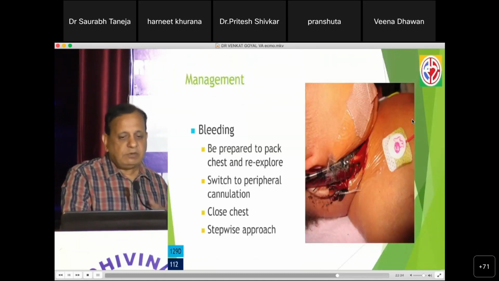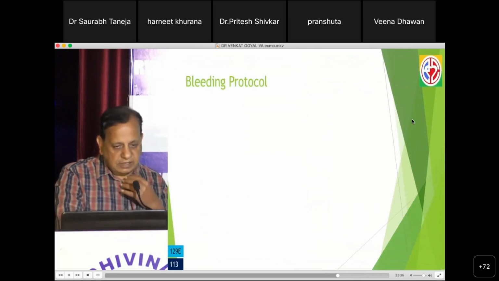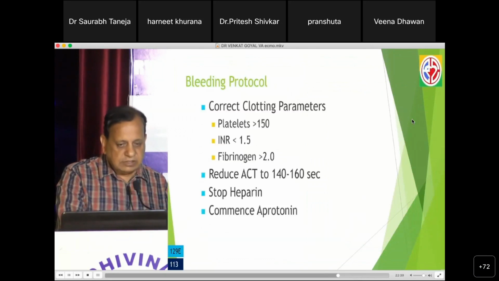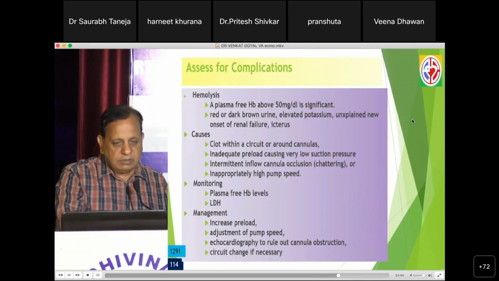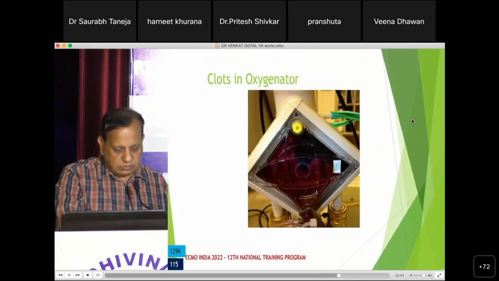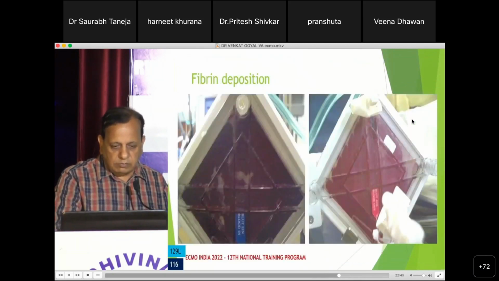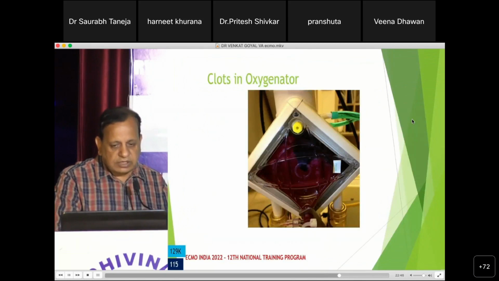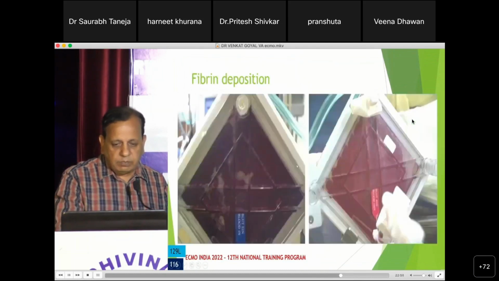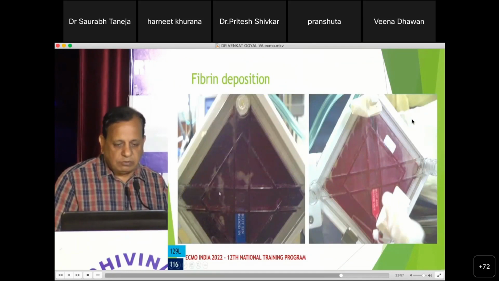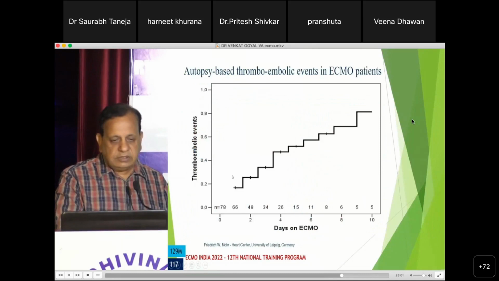Then the management of bleeding and anticoagulation is in a separate talk, but you have to look for clots in the oxygenator. You can see a big clot, dark brown in color, on the venous side, and fibrin deposition, yellowish in color, on the venous side of the oxygenator.